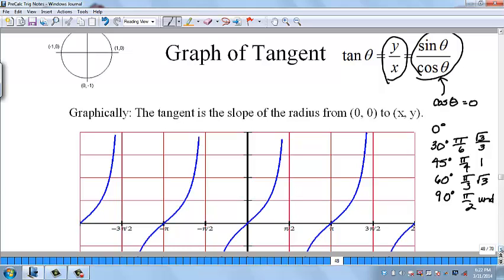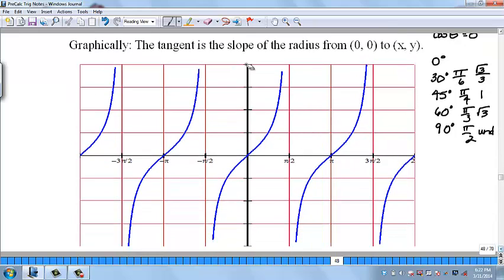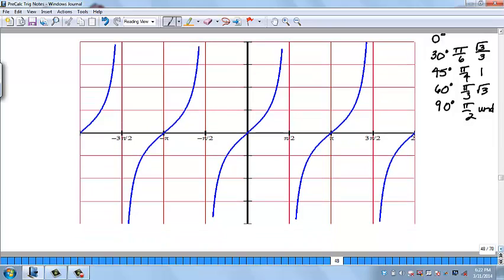So when you graph something like this, I'll start right here at the y-axis. You'll notice that at pi over 2 it's undefined because that's where cosine is 0. So your graph here starts from 0 and goes up to undefined, and then it starts back down here because tangent is negative in the second quadrant. So here's first quadrant, here's second quadrant, here's third quadrant, and here's fourth quadrant.